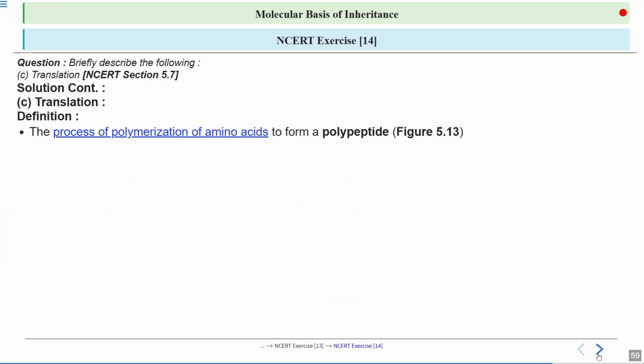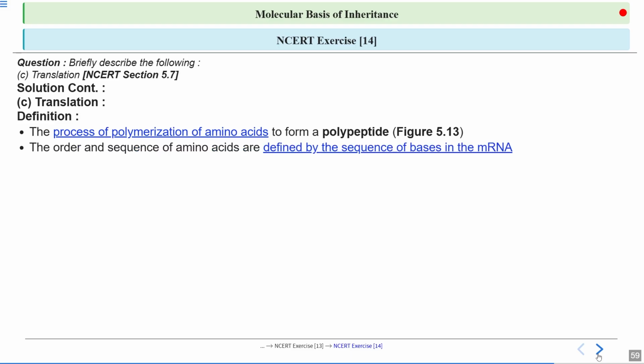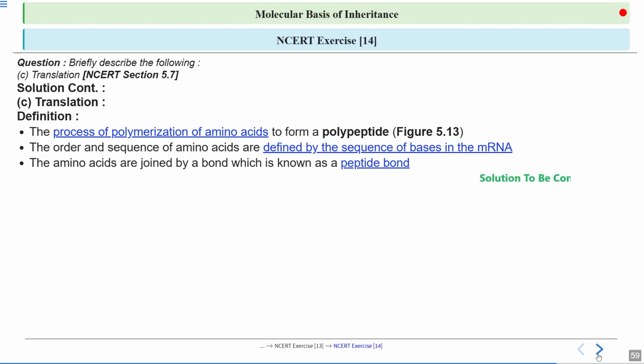Now we come to translation. If we define what translation is, it is the process of polymerization of amino acids to form what? To form a polypeptide. The order and sequence of amino acids are defined by the sequence of bases in mRNA. The amino acids are joined by a bond which is known as a peptide bond. So here they have simply asked what translation is, and we have defined it. Now, the order and sequence of amino acids are defined by the sequence of bases present on mRNA, and these amino acids are joined by a peptide bond.